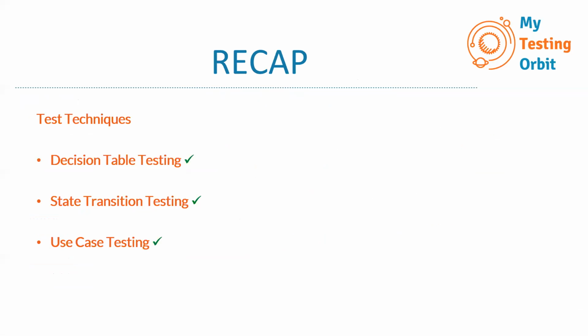So in the last session, we continued with black box testing techniques and we covered decision table testing, state transition, and use case testing. And with that, we completed black box testing. Earlier, when we started this module of test techniques, we read that test techniques are broadly classified as black box, white box, and experience-based testing. So we are done with black box, and today we will be covering white box testing and experience-based testing.